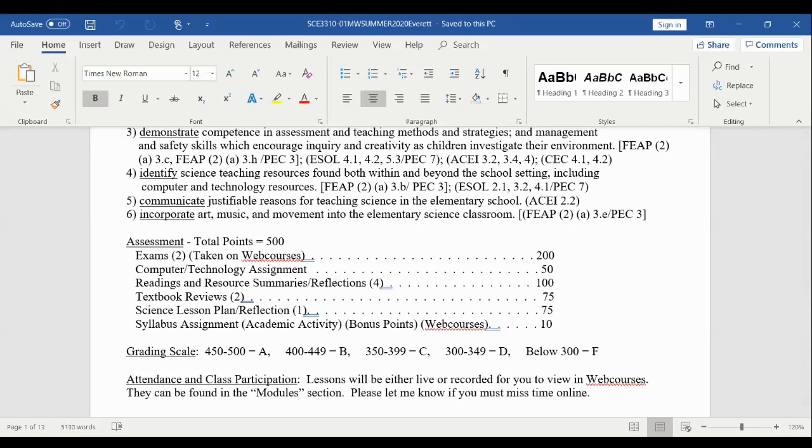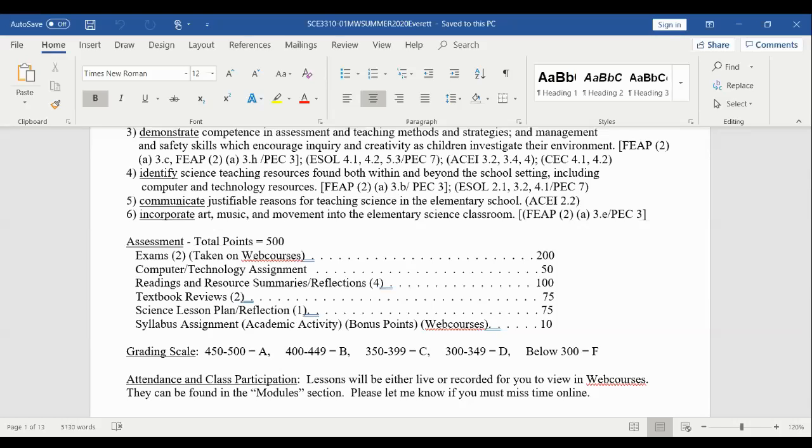Why do we want to teach science to elementary students? Why do you want to teach science to children? Well, children are scientists. They're curious about the natural world around them. And we're going to incorporate art, music, and movement. In a face-to-face class, I would bring my guitar and sing, but I'm not going to do that here. There's not enough room. But there are videos of me that were filmed about 3 or 4 years ago, and those are on some of the modules in WebCourses, so you'll be able to see that.